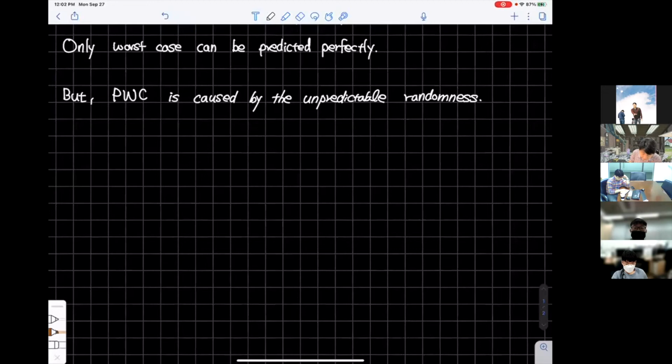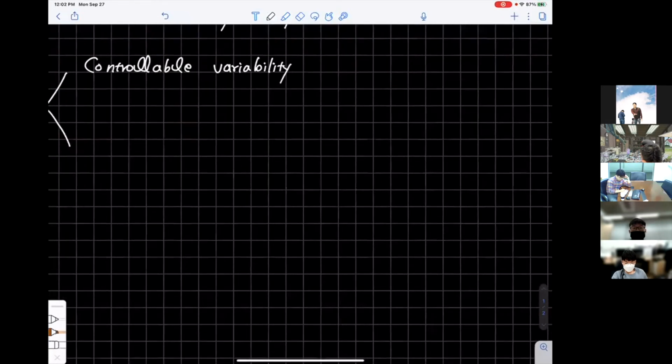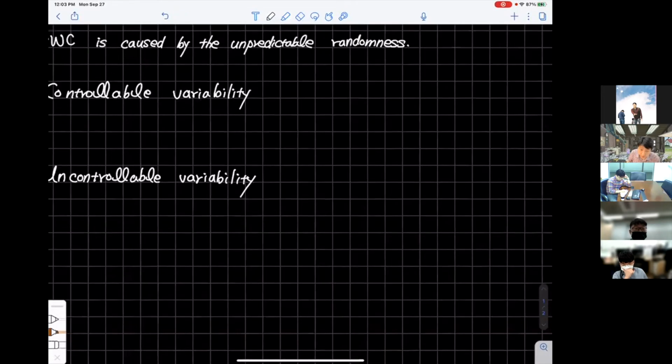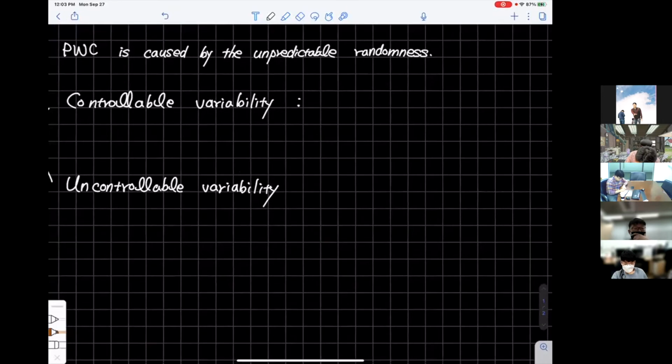Now we have to classify the kinds of variability. There are two kinds of variability. First is the controllable one, and the other is the uncontrollable one. Controllable variability is such kinds of things, for example, product mix or kinds of batch production. Product mix can be defined with the will of the production manager.